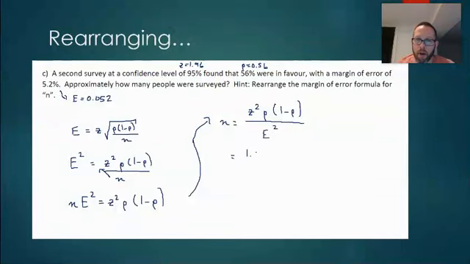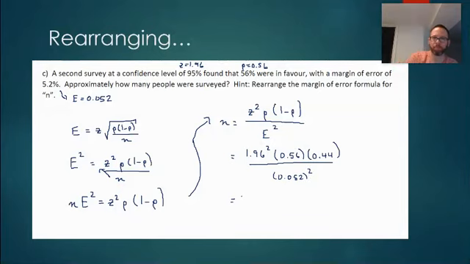So 1.96 squared times 0.56 times 1 minus 0.56, which is 0.44, divided by our margin of error, this question said it was 0.052 squared. Let's do this one together. You guys can do it too. See what we get. 10.44 divided by 0.052 squared. So you get pretty near 350 people surveyed. Nice.